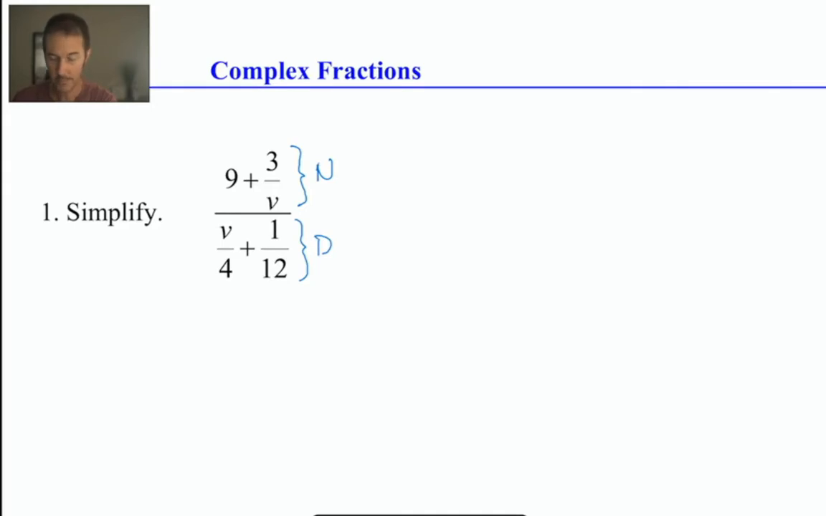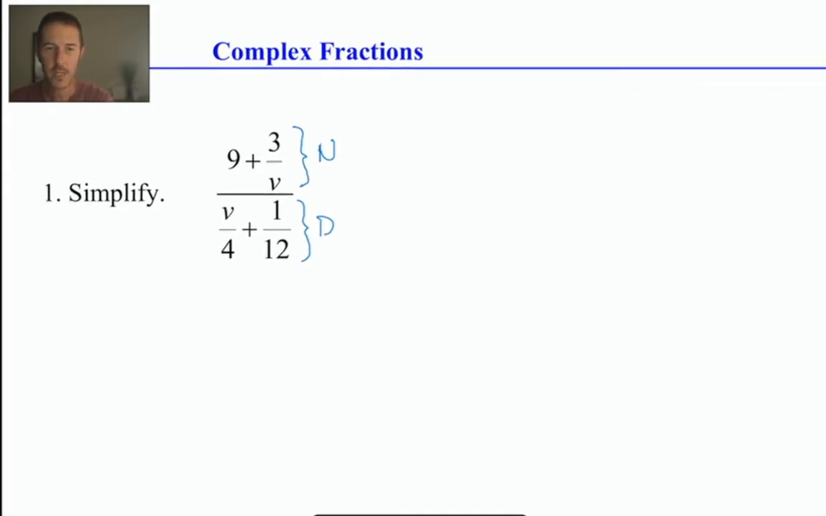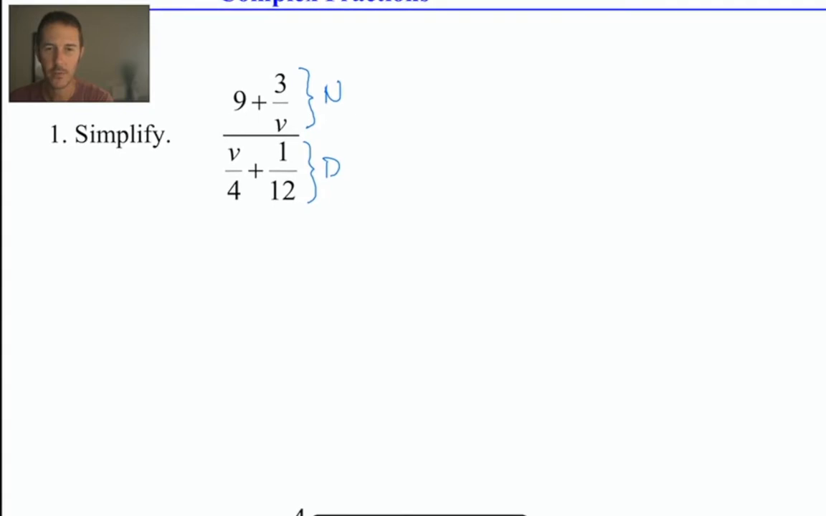As I said, there are a couple of different techniques, and within this technique, there are a couple of ways to stay organized. You could come down here and work with just your big numerator. So I'm going to write this as 9 over 1 plus 3 over v. The common denominator between these two fractions is definitely v. So I need to take my first fraction and multiply it by v over v.